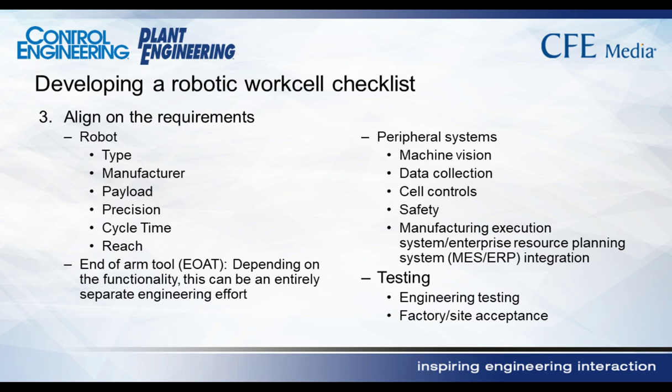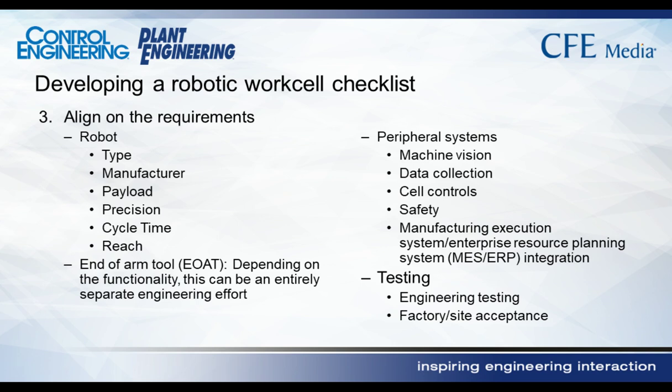Defining an end-of-arm tool, which depends on functionality. There's end-of-arm tools that are very simple, gripper systems to completely complex engineering efforts that are entire work cells on the end of a robot. So really defining your end-of-arm tool and what it needs to do, the precision that it needs to have is critical. Also defining requirements for the peripheral systems.